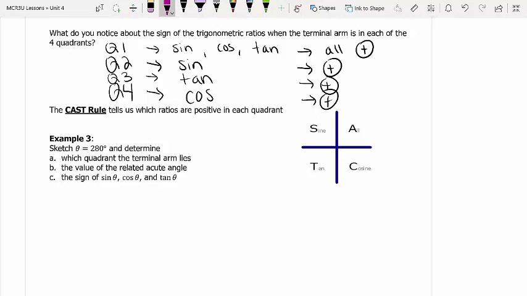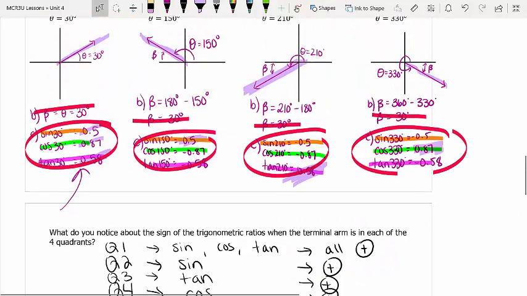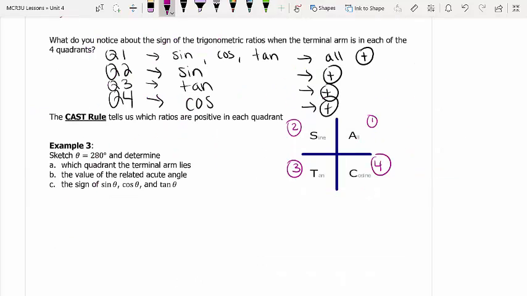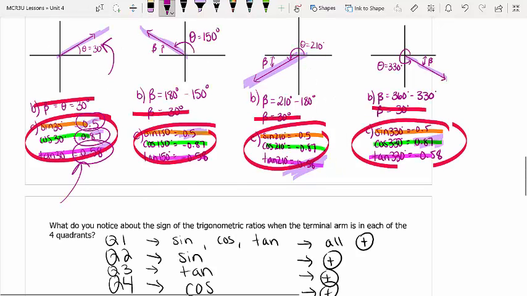So remember, our quadrants are labeled this way: 1, 2, 3, 4. Okay? So in quadrant 1, all of the ratios will be positive. Sine, cos, and tan will all be positive. We saw that right here. This was an example of when the arm was in quadrant 1 and each sine, cos, and tan were positive. The CAST Rule tells us that in quadrant 2, only sine is positive. When we go back up here, look, arm is in quadrant 2 and only sine is positive.